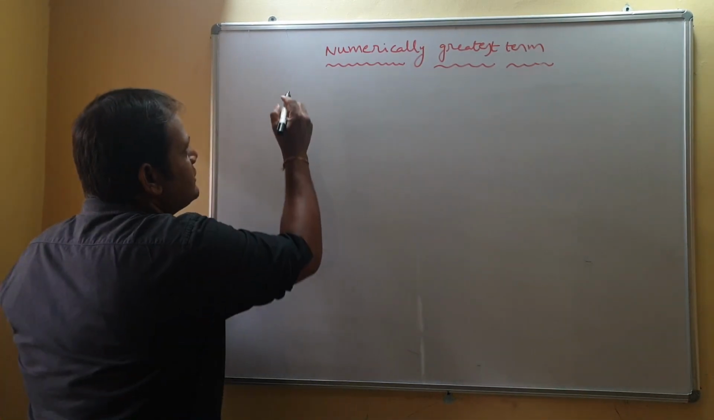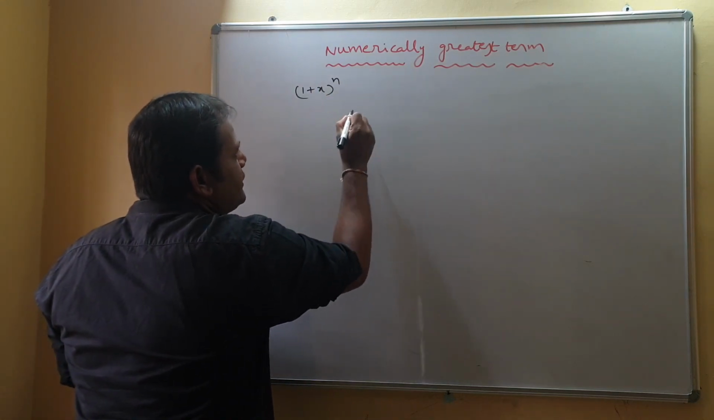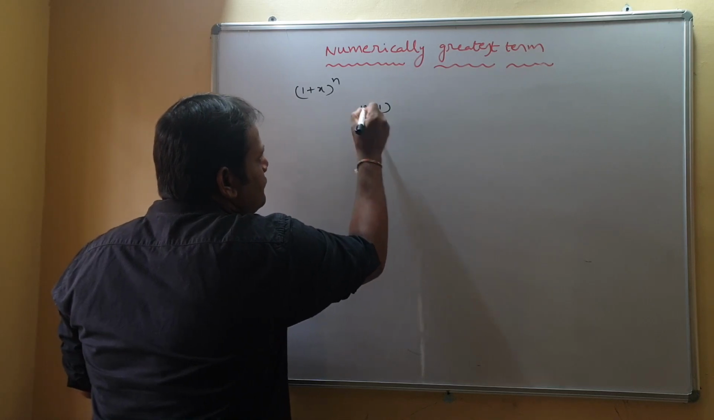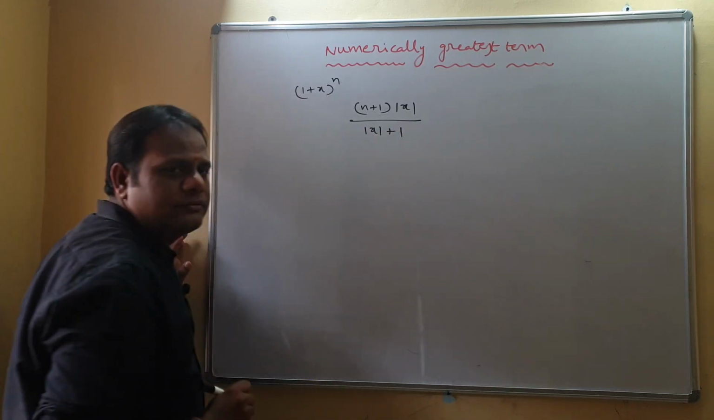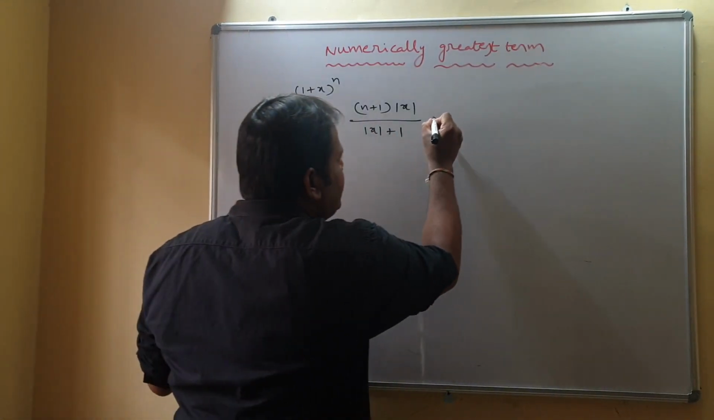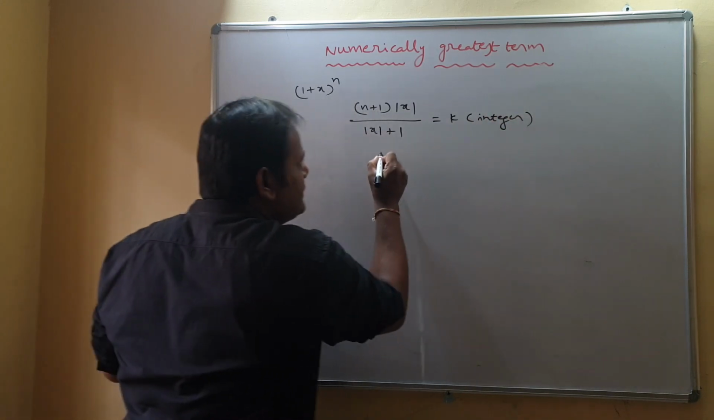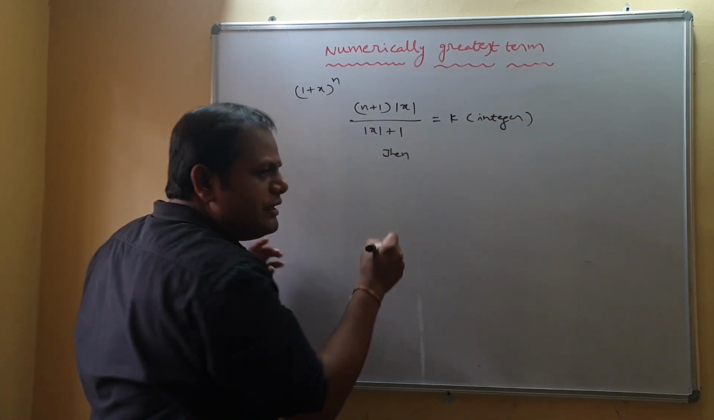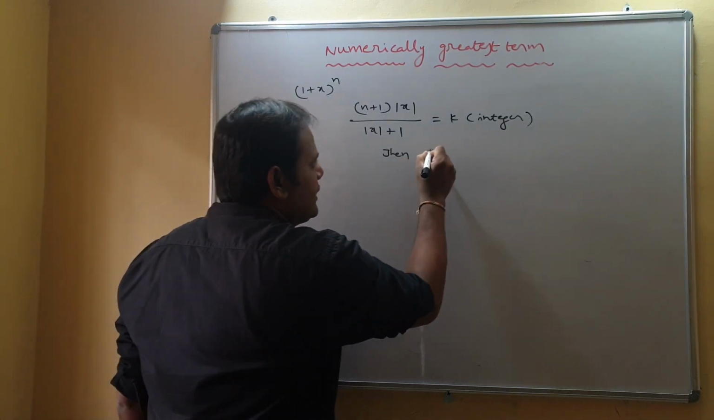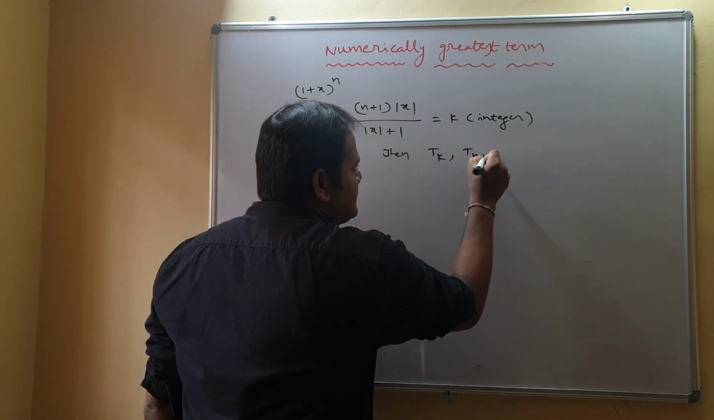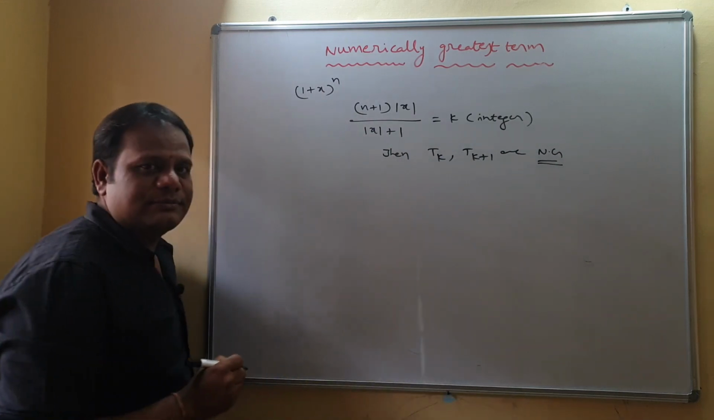So if the expansion is like (1 plus x) whole power n, just find (n plus 1) into mod x by (mod x plus 1). If it is an integer, then how many numerically greatest terms exist? Two numerically greatest terms exist. One is Tk, the other is T(k plus 1); these are the numerically greatest terms.